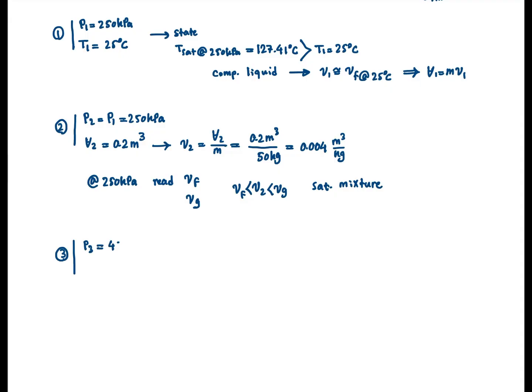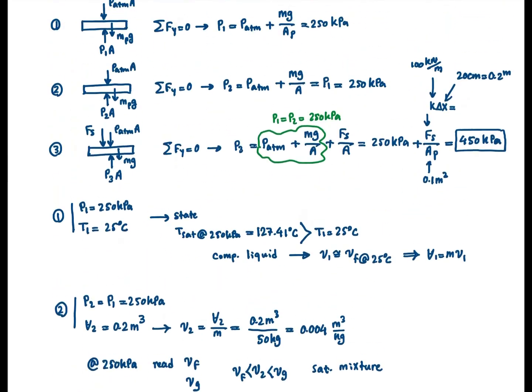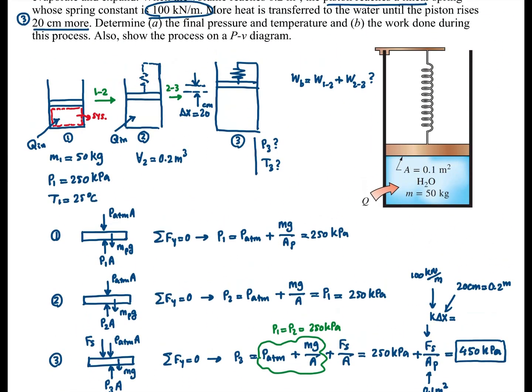Pressure in state 3 is 450 kilopascal, and in state 3, let's see what we have. Problem says that in state 3, the piston moves up 20 centimeters with respect to the location of the piston in state 2. So the volume of water in state 3 equals volume of water in state 2 plus this additional volume, which is the cross-sectional area of the piston times the height, which is 20 centimeters.